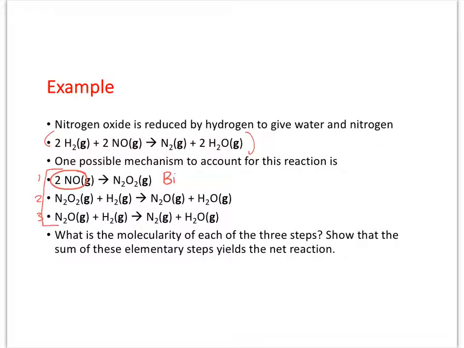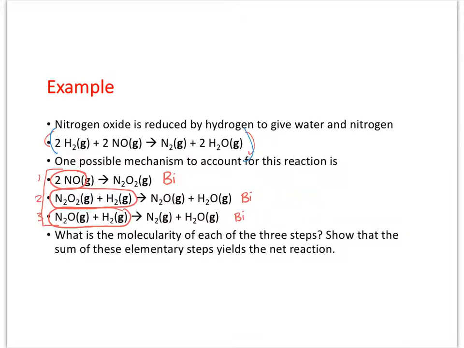This would be bimolecular. How about step two? That would also be bimolecular. And step three would also be bimolecular. Now, show that the sum of the elementary steps yields the net reaction. So I want to see that all three of these steps add up to this process.